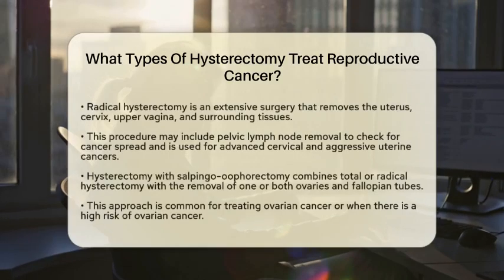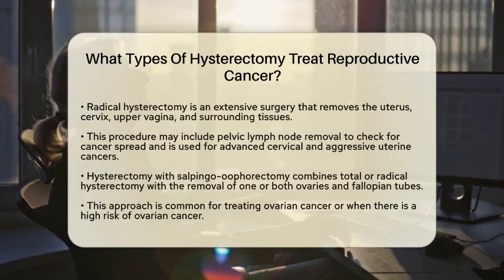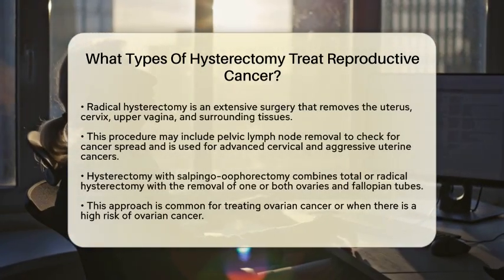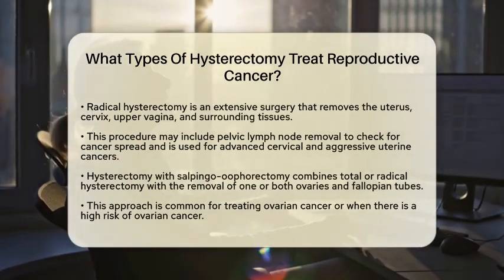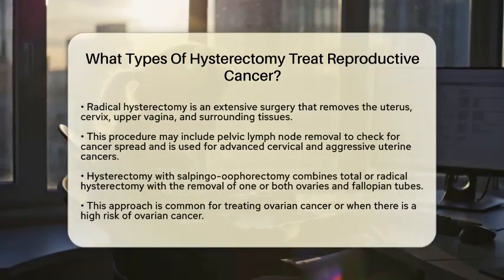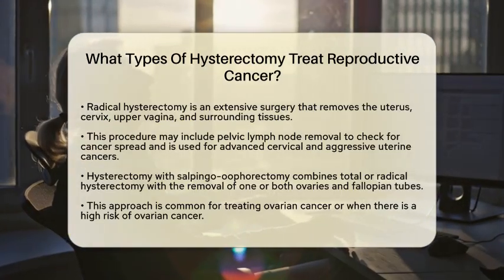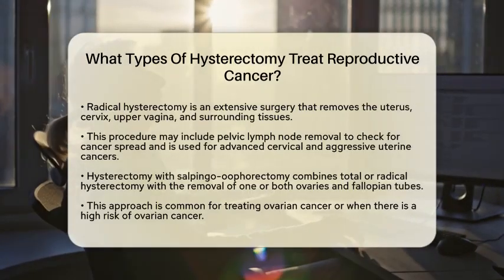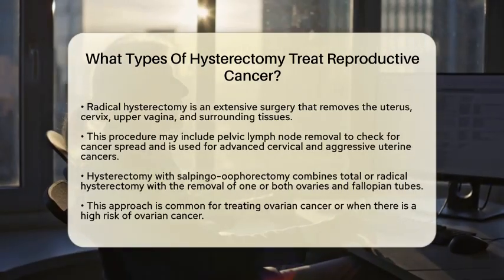Next, we have the radical hysterectomy. This is a more extensive procedure that removes the uterus, cervix, upper part of the vagina, and surrounding tissues. It may also involve the removal of pelvic lymph nodes to check for cancer spread. Radical hysterectomy is typically reserved for cases of cervical cancer that have invaded beyond the cervix or for aggressive uterine cancers. This surgery is usually performed through an abdominal approach.